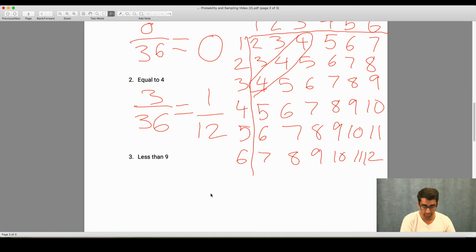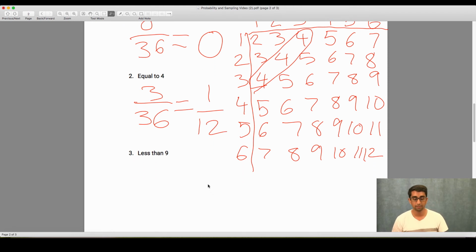Now this is a little bit different. We have less than 9. As we can see, there are a lot of cases that are less than 9. Along this diagonal right here is where 9 and greater than 9 begins. So there are 2 ways we can approach this. You can count up every single case less than 9, which will give you the same answer as the easier method, the more elegant way to solve this question.